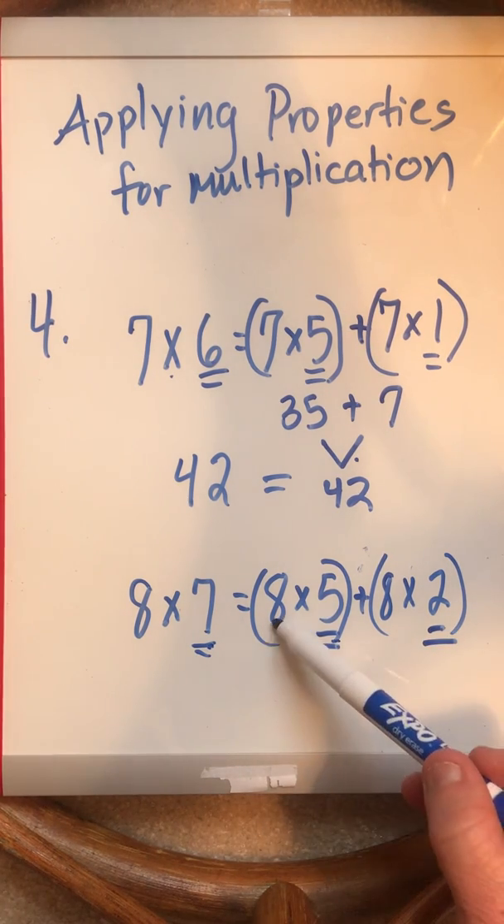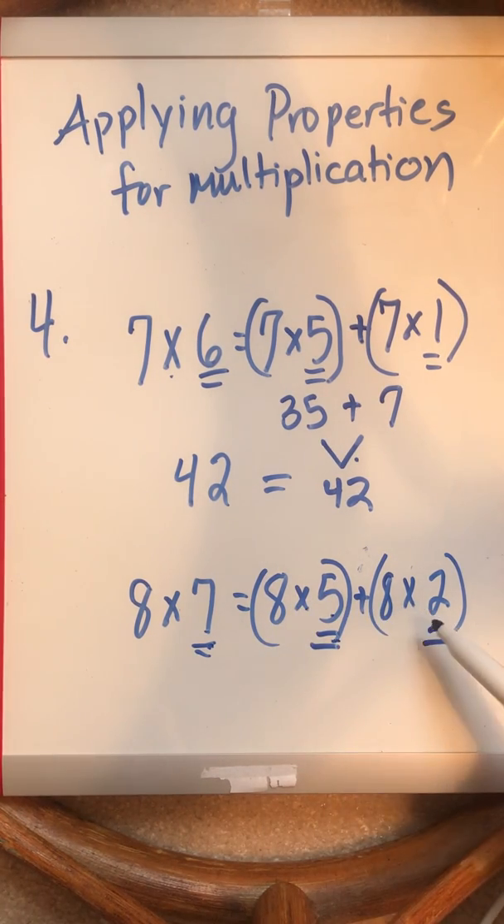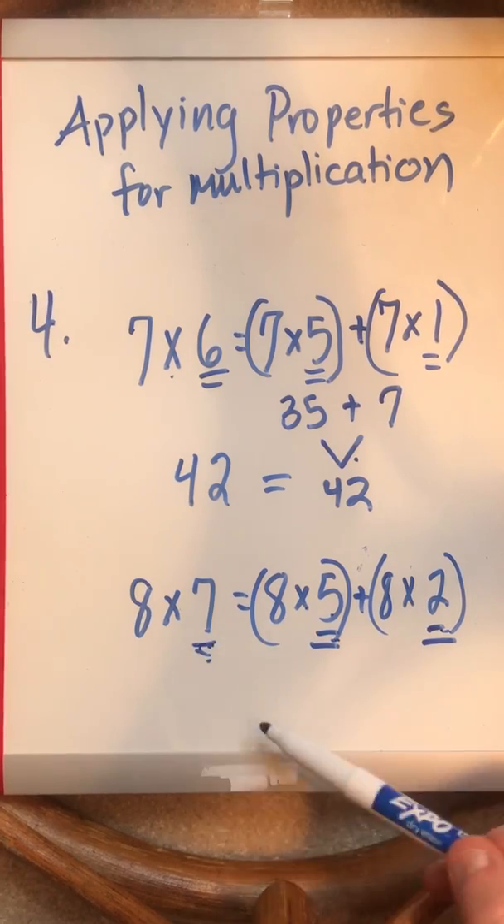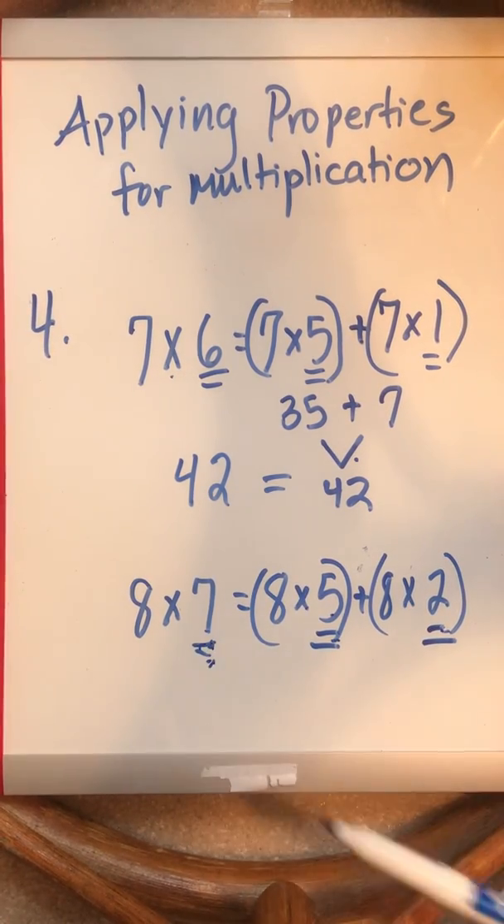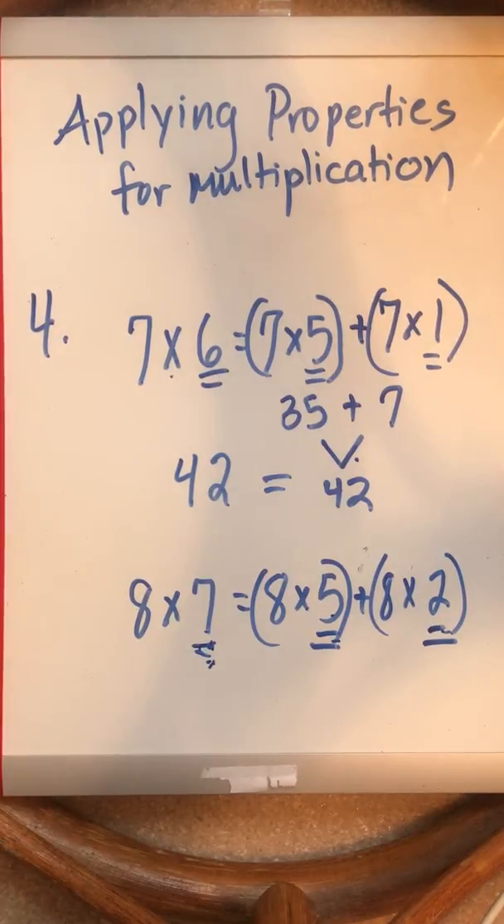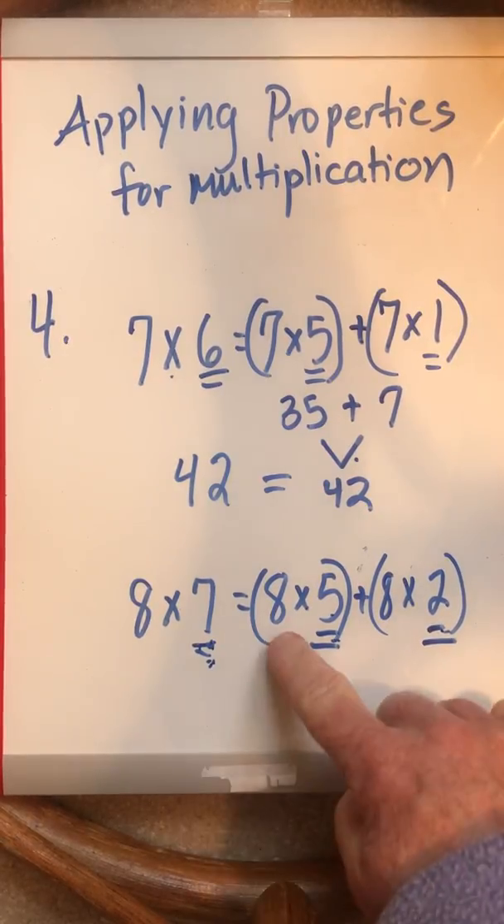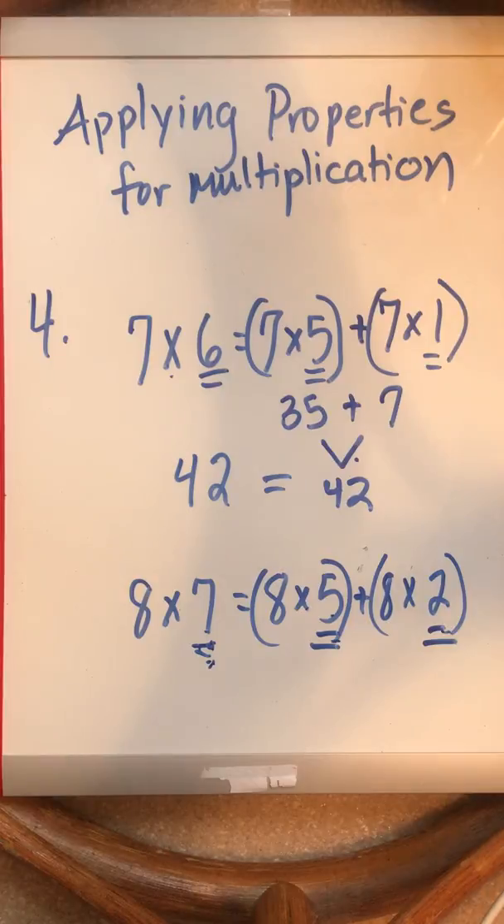It doesn't matter. You could do 8 times 4 plus 8 times 3, as long as those numbers that you break apart equal up to 7. And that's just another strategy that you could use, especially if you don't know your multiplication facts and you're trying to find a way to figure out a fact, like 8 times 7. You know your 8 times 5. Okay, so it's just another strategy that might come in handy for you.